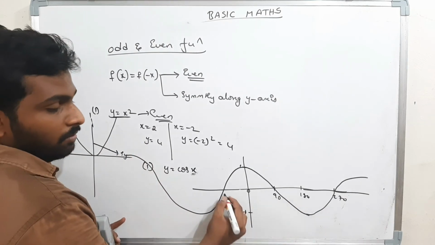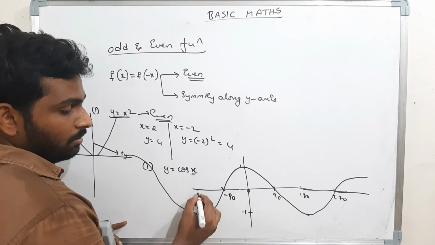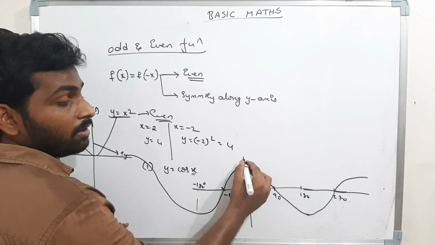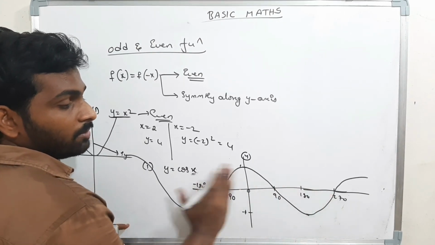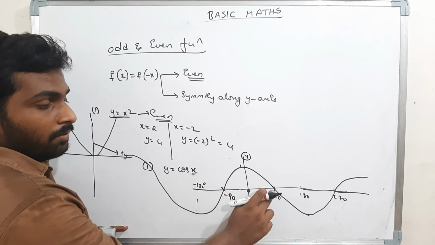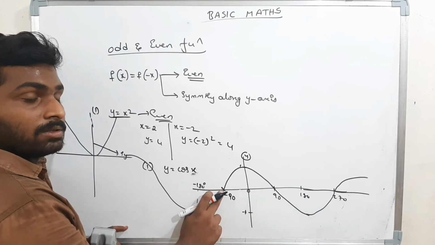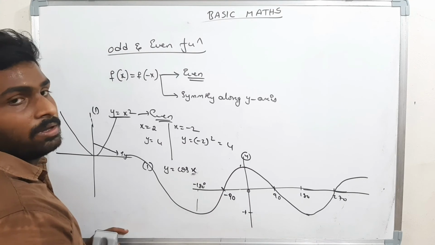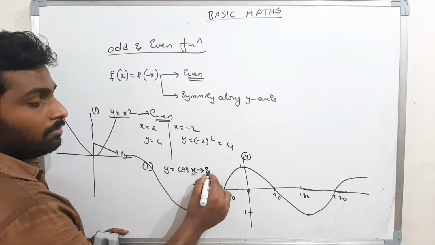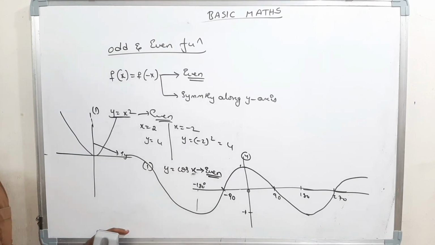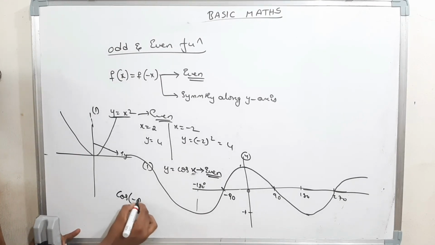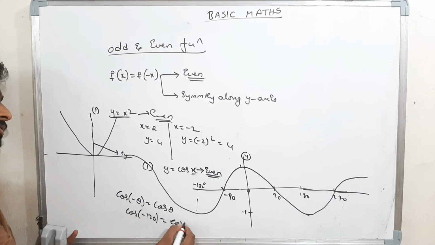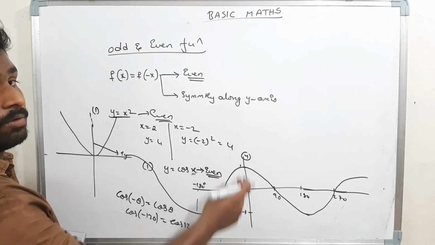That means even though it is minus 90 here, minus 180, the cos graph is exactly symmetric along the y-axis. It will overlap this side. Therefore cos of 90 is 0, cos of minus 90 is 0. Cos of 180 is minus 1, cos of minus 180 is also minus 1. Therefore cos is an even function. Therefore, what will I write? Cos of minus theta is equal to cos theta. Cos of minus 120 is equal to cos 120, because it is symmetric along the y-axis, it overlaps.